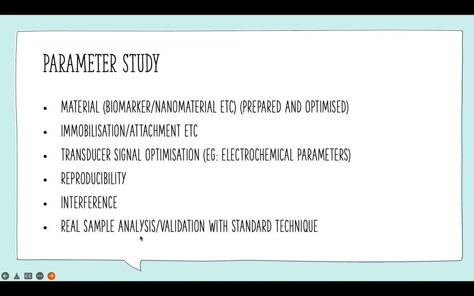Usually we use real samples. So if you are to develop a glucose biosensor, of course you have to validate with a standard technique of glucose detection. If you are developing a chemical sensor for detection of heavy metals, you validate with ICP, you validate with AAS. It means that the same real sample, you run with your newly developed sensors, and at the same time, the same sample you run with ICP or AAS technique. And we look at the results, whether they match or not. Okay, so this is validation, called validation.